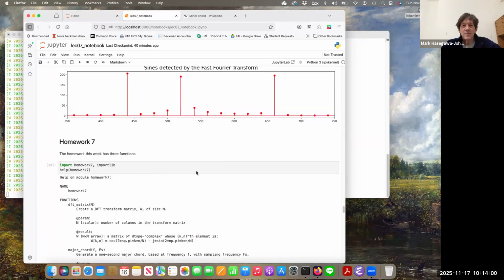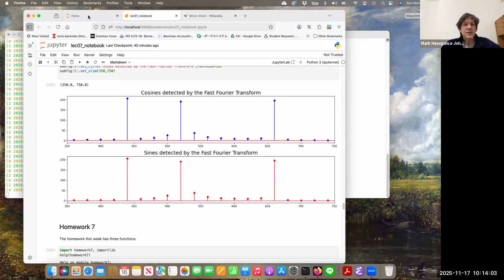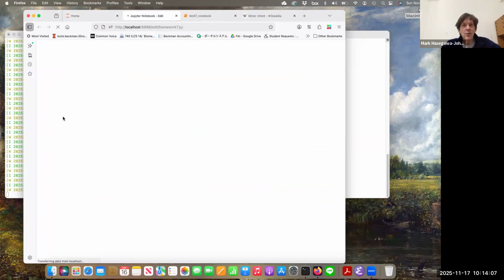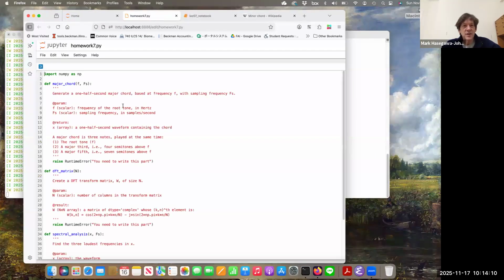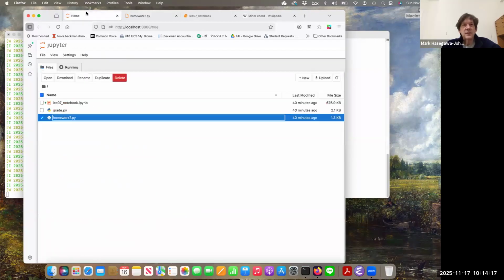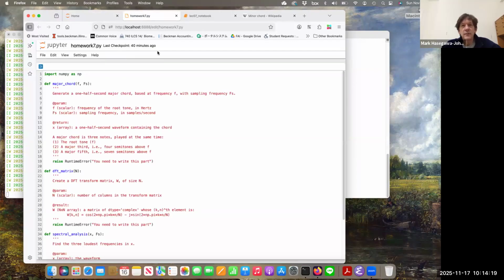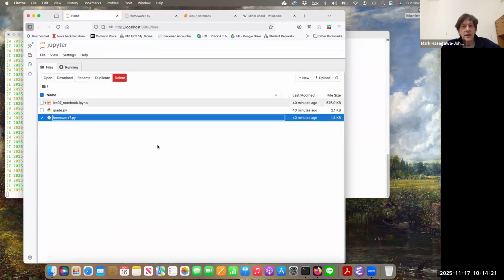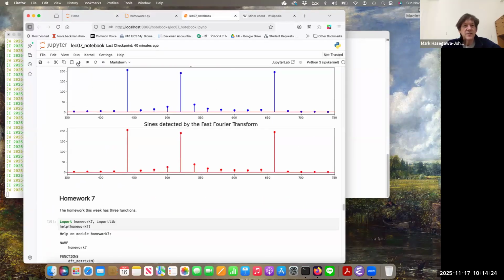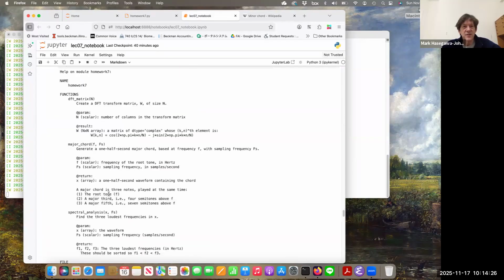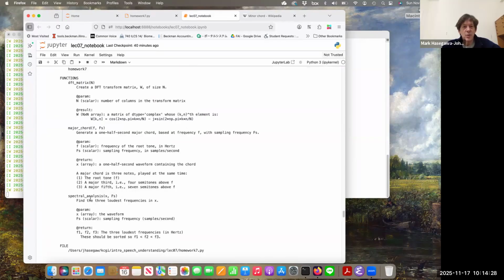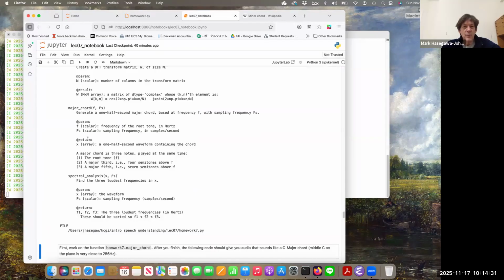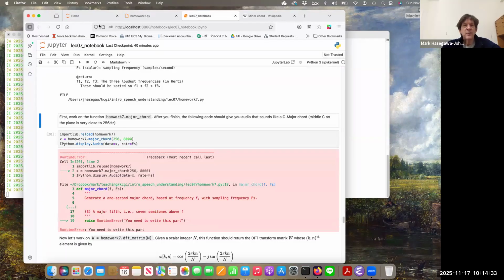So this is basically the homework. Let's look at the homework. The homework has three parts. First of all, construct a major chord. The first part of the homework is, there's my notepad, here we go. The homework has three functions: DFT matrix, major chord, and spectral analysis. The first one, we want to generate a major chord at a particular sampling rate.